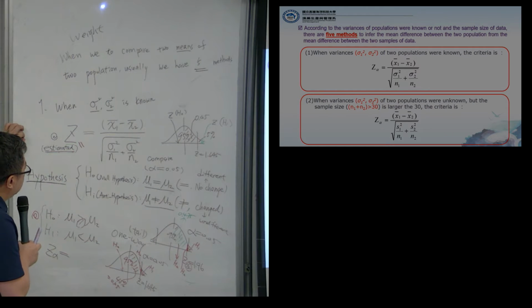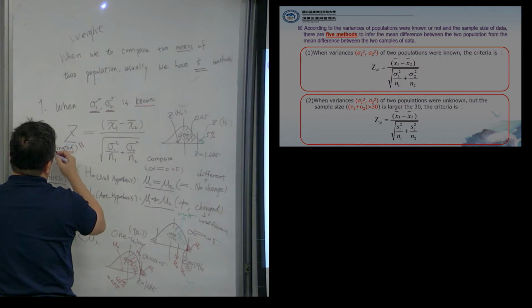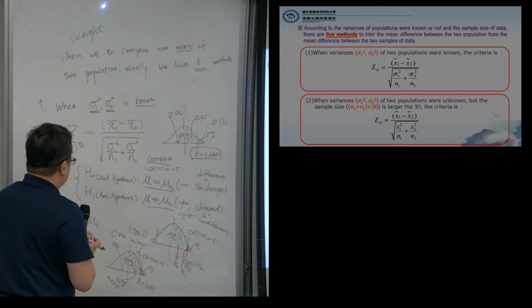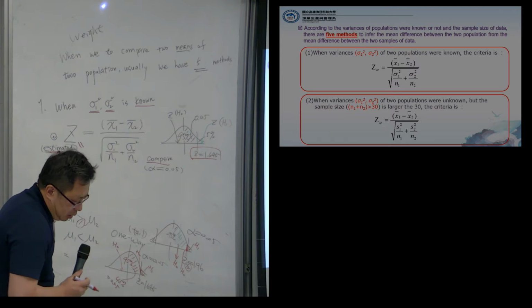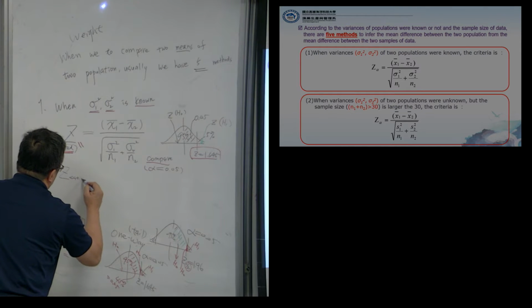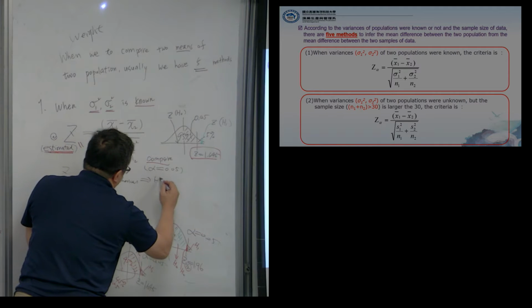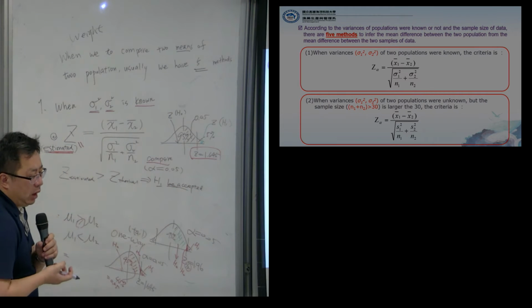It's actually a review of your statistics from when you were undergraduates at university. First, when two variances are known, we can use this test to compare with the theoretical Z. And if our estimated D is larger than theoretical, that means the first alternative hypothesis, H1, is accepted.